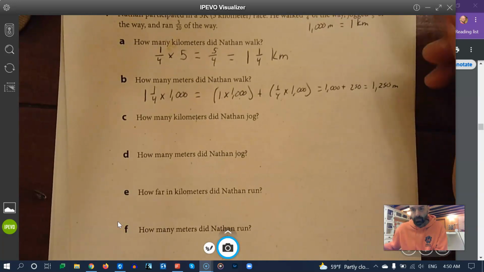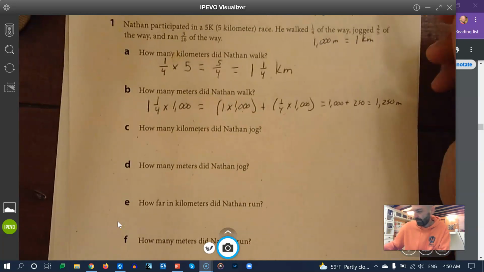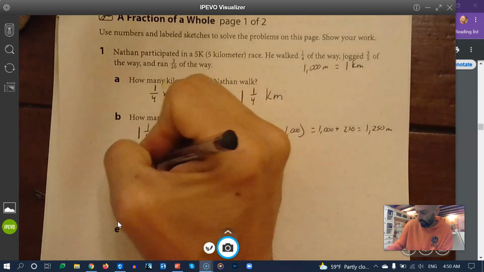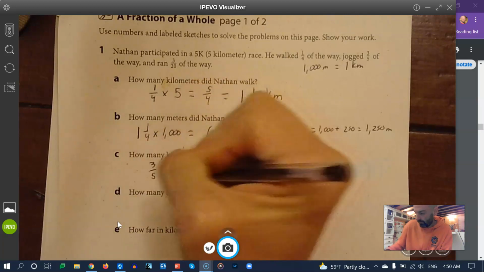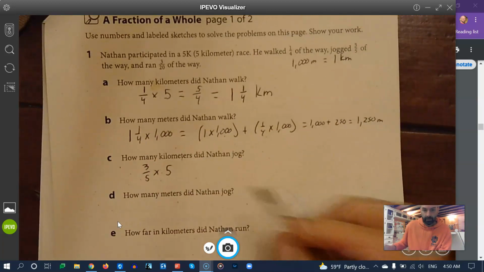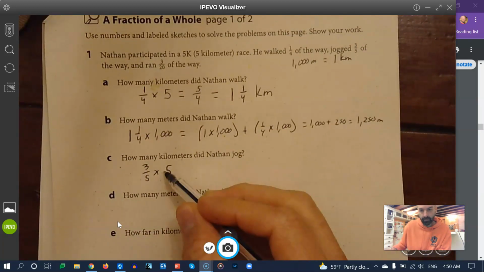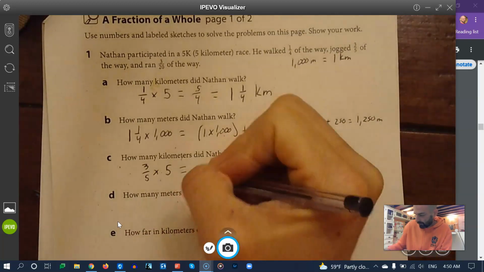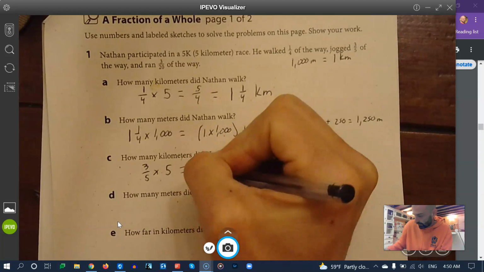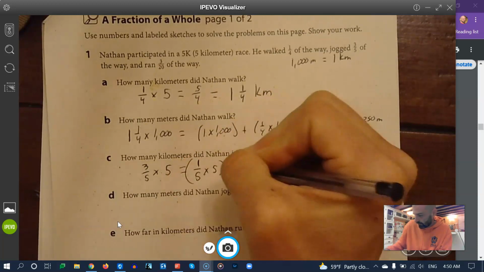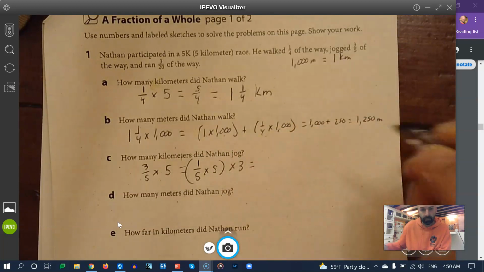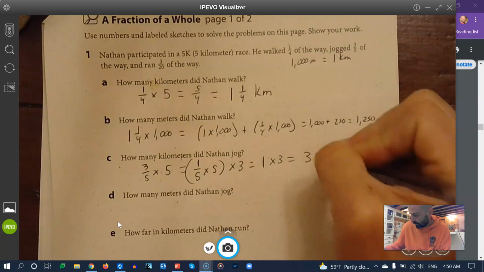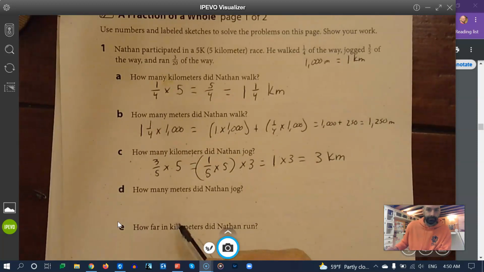All right, so we're going to finish this sheet. How many kilometers did Nathan jog? So he jogged 3/5 of 5. Right away I see I have this 1/5 of 5, which is going to be 1 times 3. So this is going to give us 3. But let me write this out. 3 times 1/5 of 5, that's 1 times 3, so that's going to be 3 kilometers.